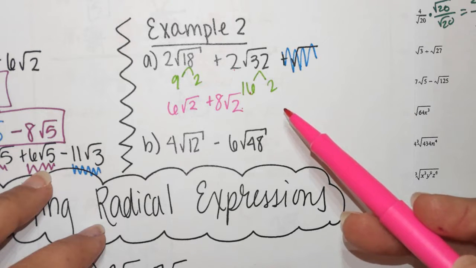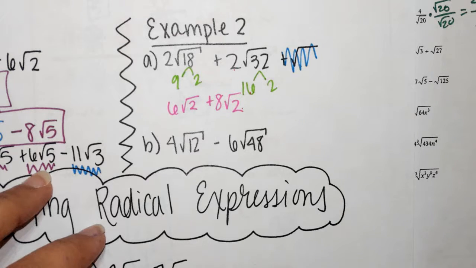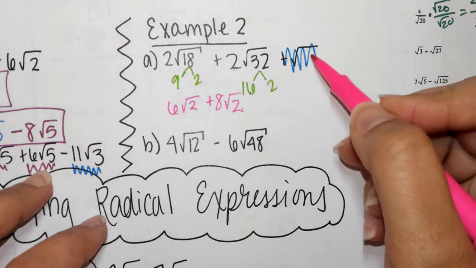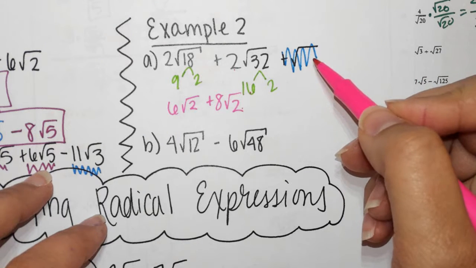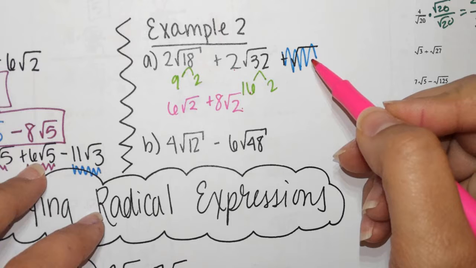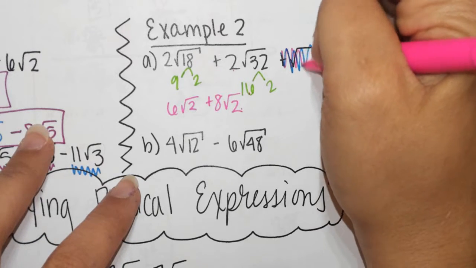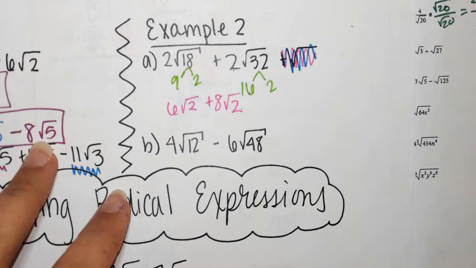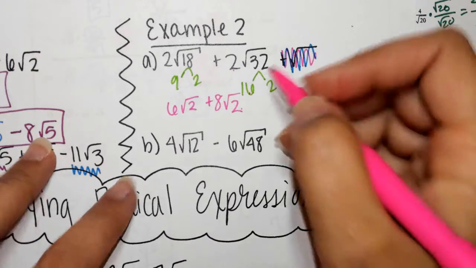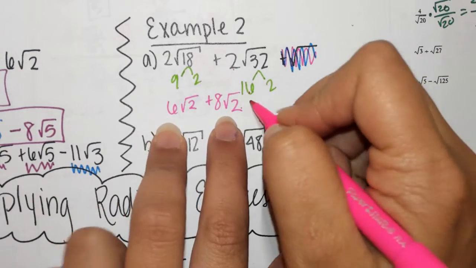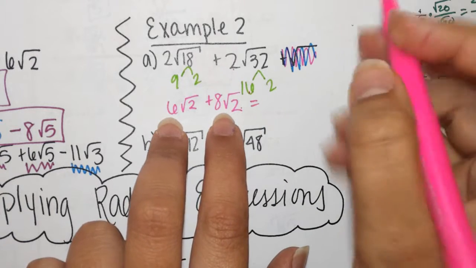Okay. Yes, Manny. What's that last square root? This? You see how we marked it out? I didn't see that. We marked it out. Okay, now can we combine these two? What is 6 root 2 plus 8 root 2?